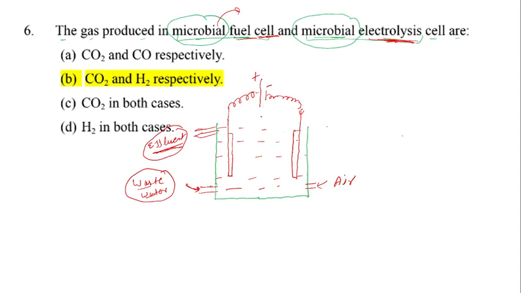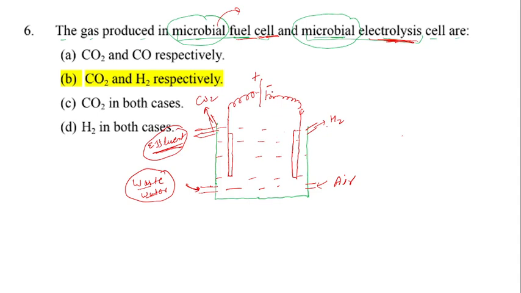So this is your battery, and you are providing voltage. These are the two electrodes. So here there is a little bit of difference. From here hydrogen will be generated, and from here CO2 will be generated. So how is it there?